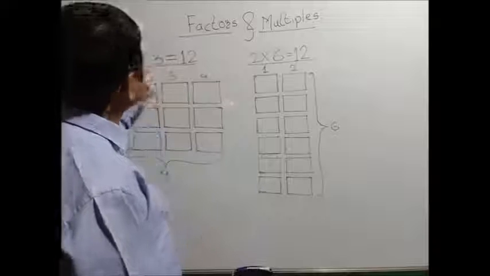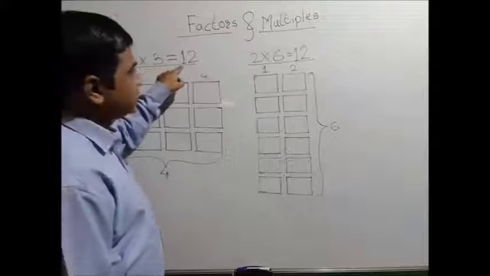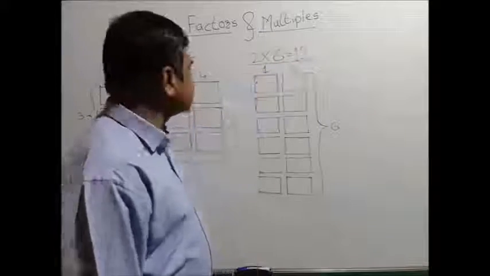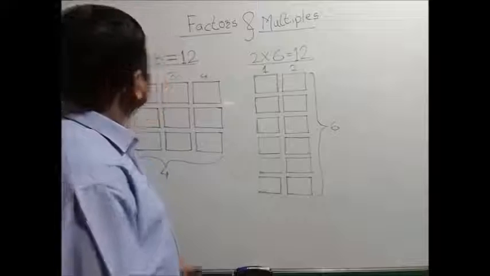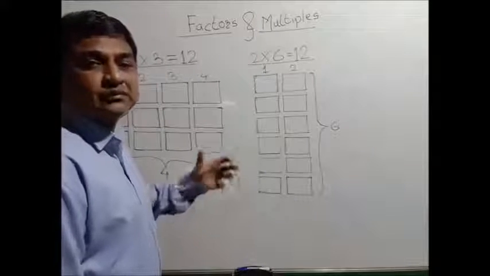Well, I have written one multiplication over here. 4 multiplied by 3 is equal to 12. Even 2 multiplied by 6 is equal to 12. Now, what is a multiplication? Multiplication is nothing but repetitive addition.